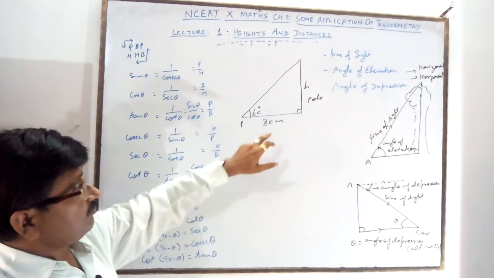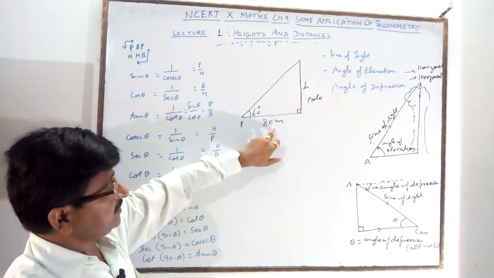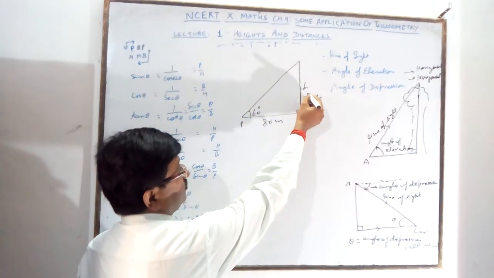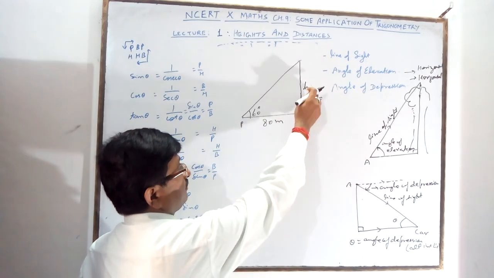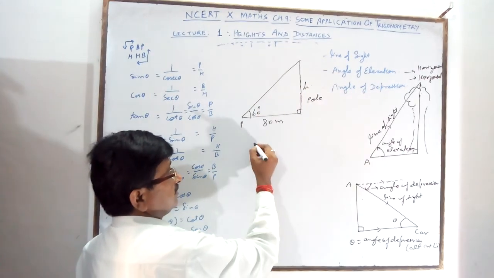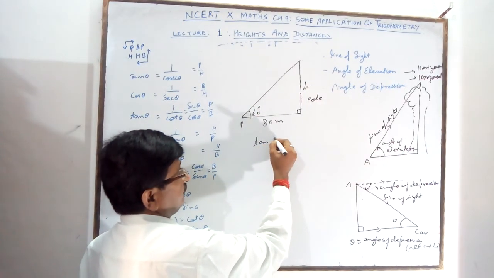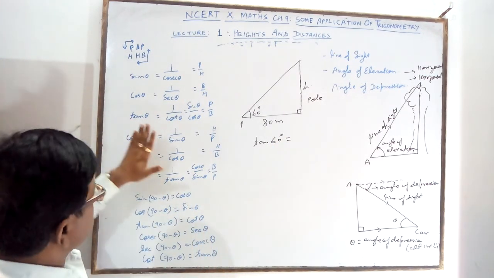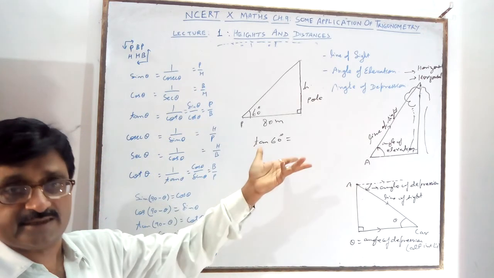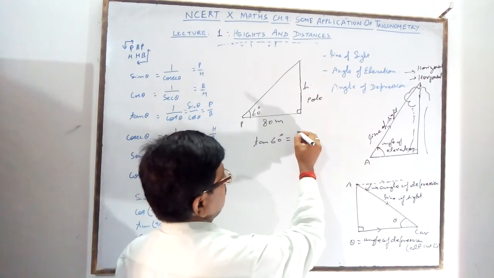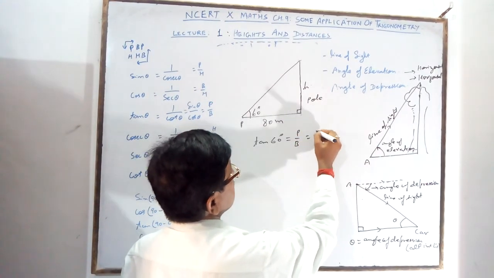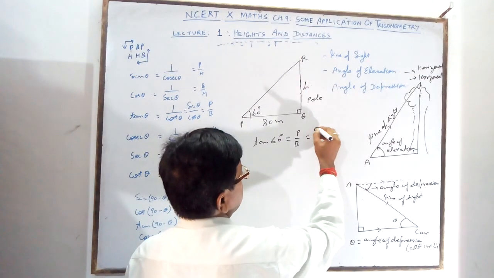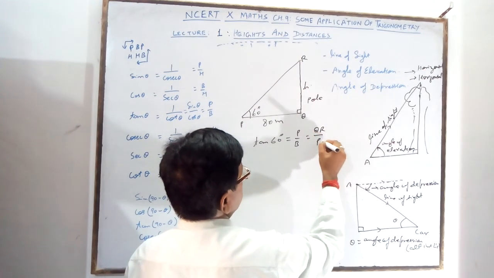So what is the relation? The angle theta is given, the angle of elevation is given, and the distance 80. So you will write, because you want this side, and this is called perpendicular and base according to this, tan theta is the appropriate trigonometric ratio. Tan 60 is equal to perpendicular by base. That is, in triangle PQR, it is QR upon PQ.